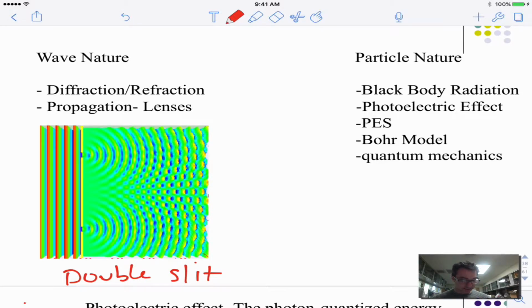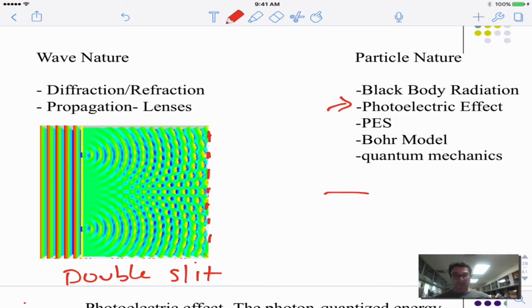And so when I look at this, I'll get a bright spot and a dim spot, bright, dim, bright, dim, bright, dim. And I get this pattern. And so we see light waves do this. When we look at the particle nature of light, it describes things like the energy of the light particles, things like the blackbody radiation, and something called the photoelectric effect.